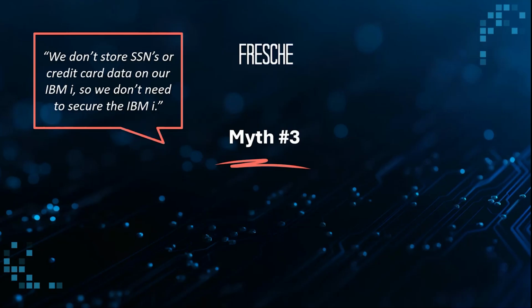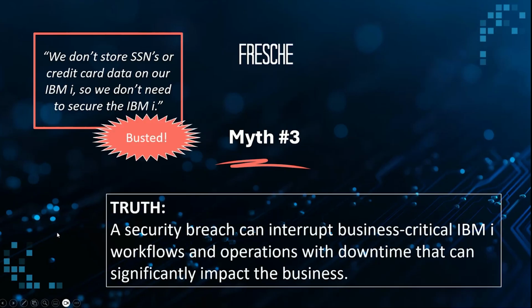And the third myth goes something like this. Why do I really need security? We don't store any social security numbers. We don't store credit card data on our IBM, so it's not really necessary. And it is true, a lot of IBM servers don't store this type of sensitive data. However, a lot of mission critical applications are running on IBM servers, and proprietary information is built into the workflows to keep the business operations running. So those are intellectual properties that need to be protected.